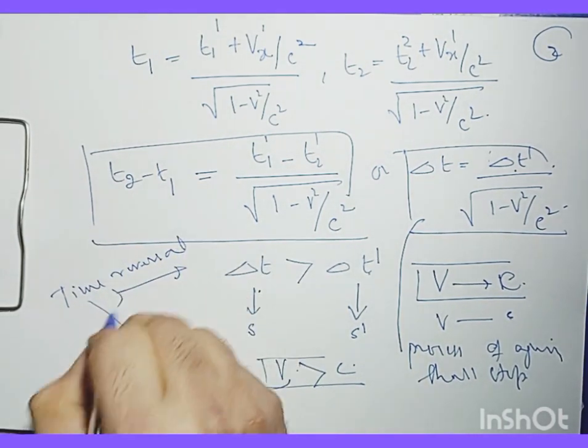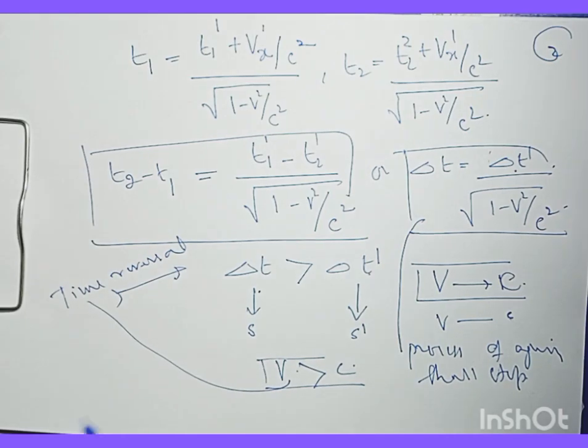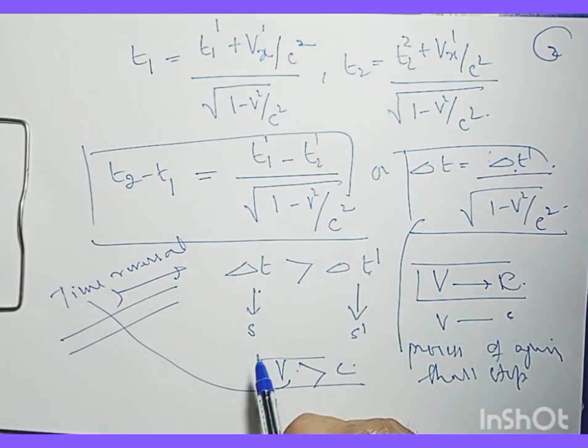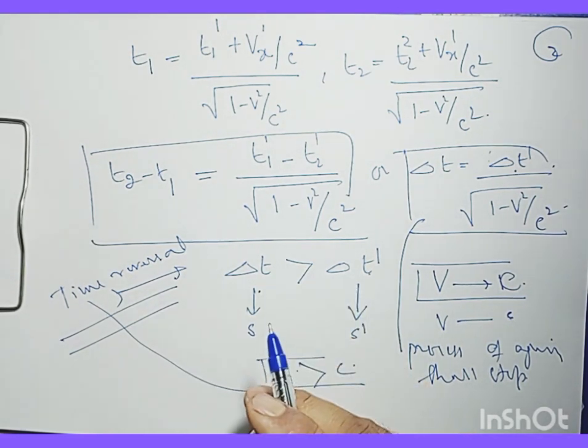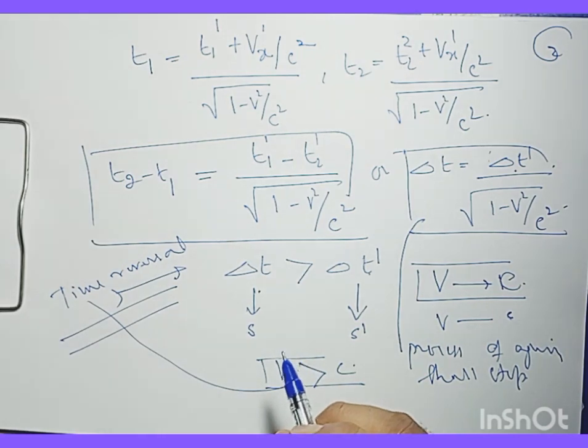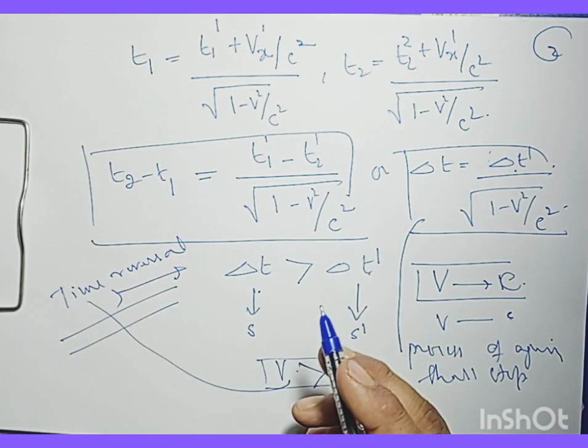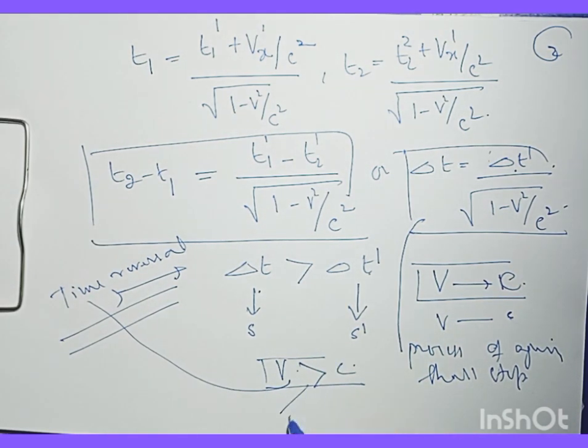There will be time reversal. How would I make an argument about time reversal? It's like today I'm going out in a spacecraft, and my spacecraft is moving with a speed greater than the speed of light, and I will come back yesterday. I'll come back yesterday.